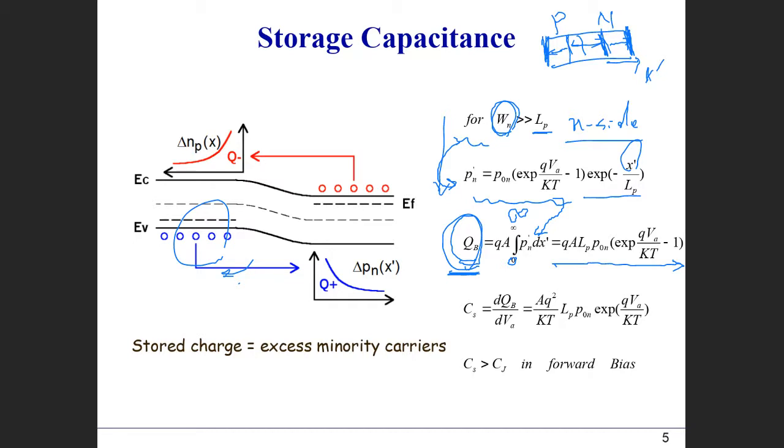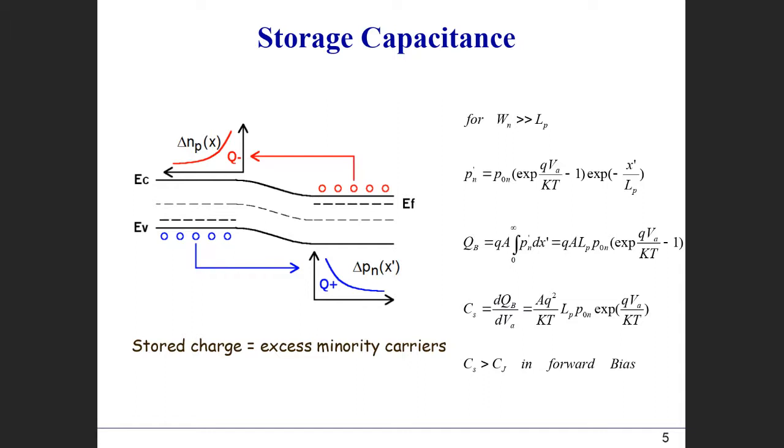Now, capacitance, by definition, is defined by this one. When you have a derivative of the charge, the change with your applied bias, that determines this capacitance. Okay. So here, we define this charge as the storage capacitance. And then we take the derivative of QB with respect to this applied bias, VA. If you do, then you will get this kind of formula here. And this one is described as the storage capacitance in the PN junction diode.